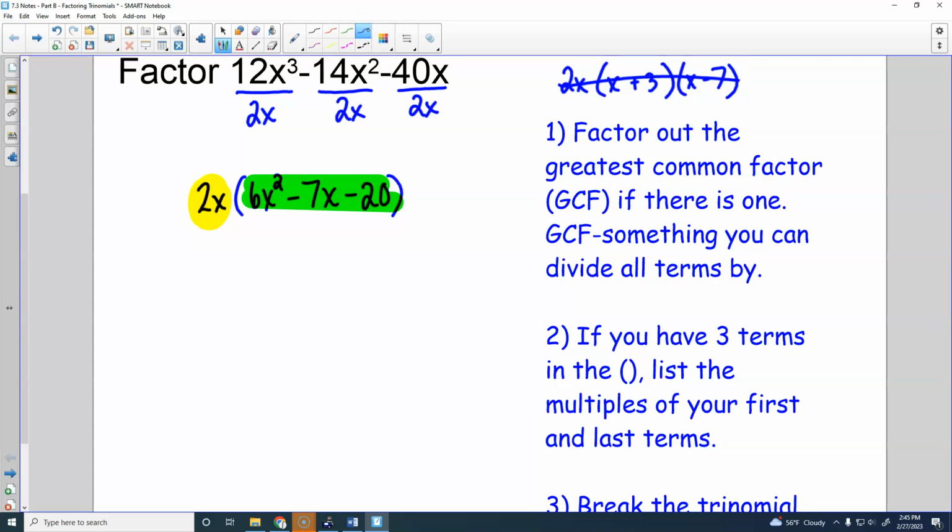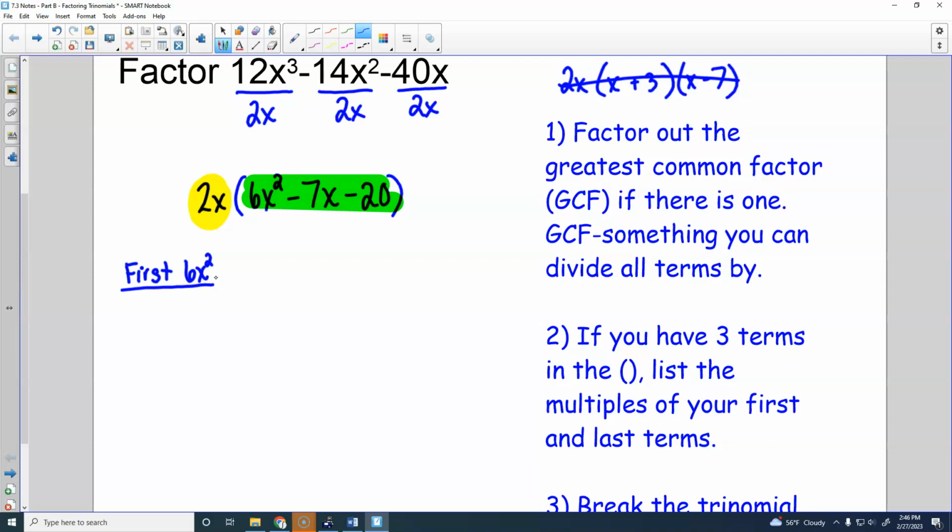So, if you have 3 terms, which we do in this green part, we're really only looking at that green part right there. List the multiples of your first and last terms. At the beginning, I want you to actually list this out. My first term is 6x squared, and when you get good at this, you might be able to do this process in your head, but right now, I want you to list it out.